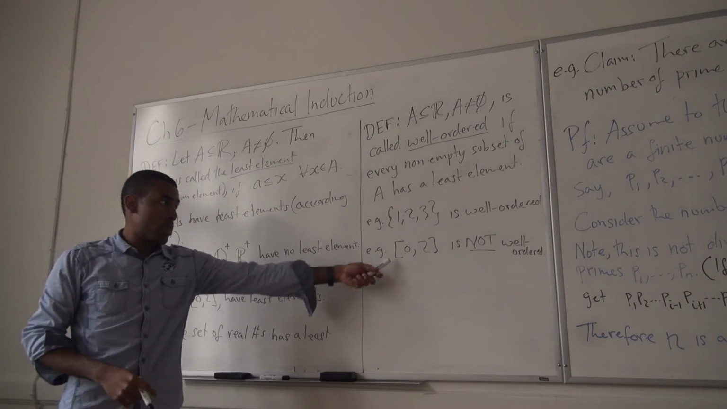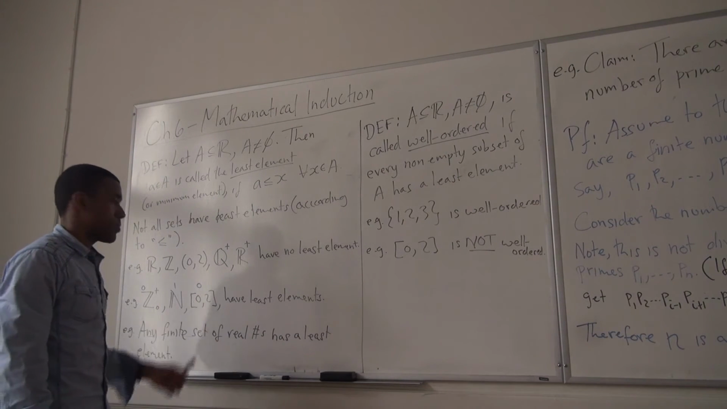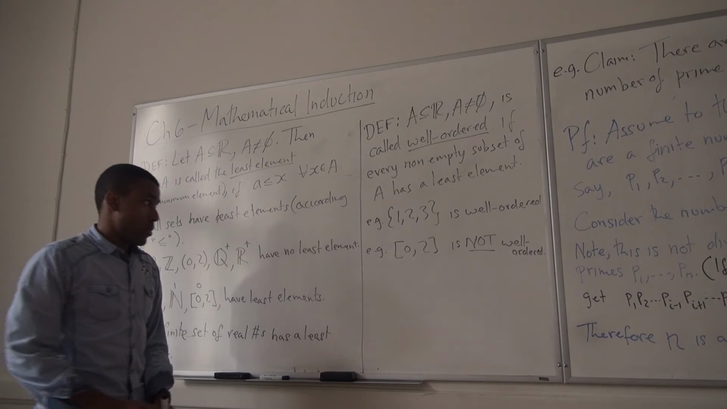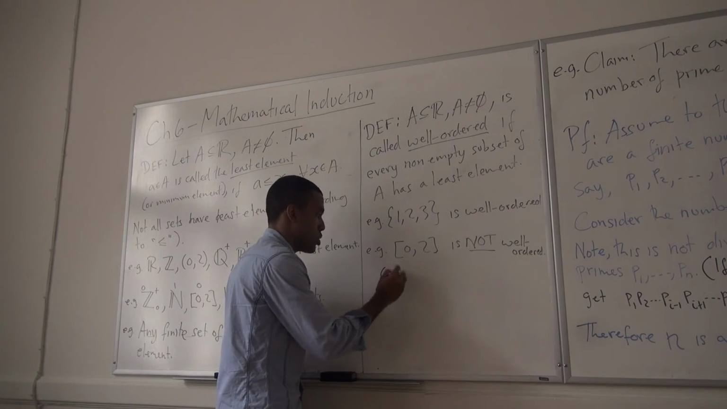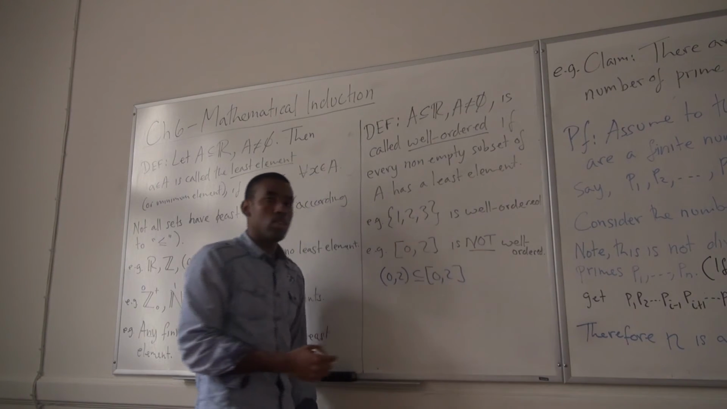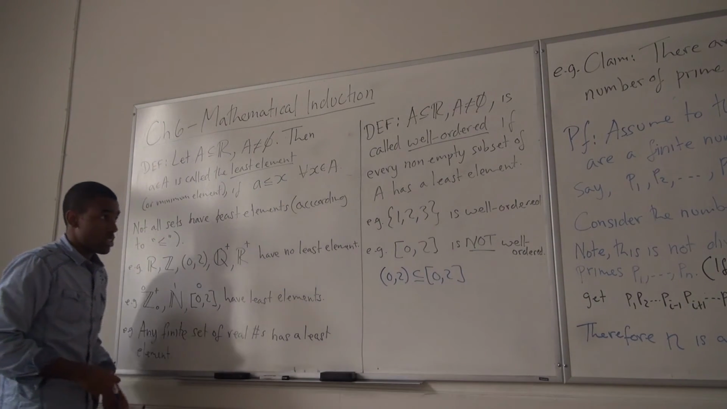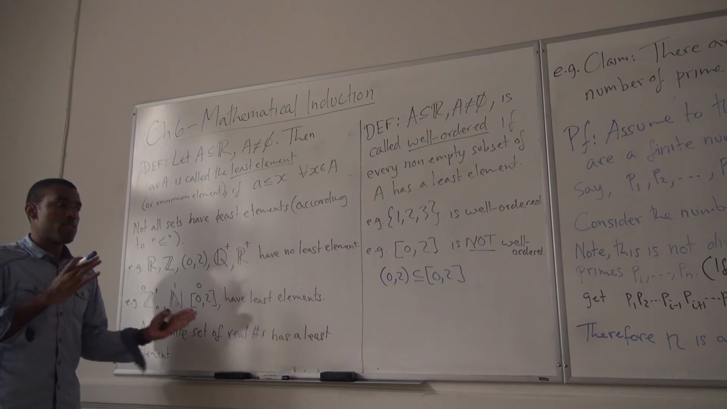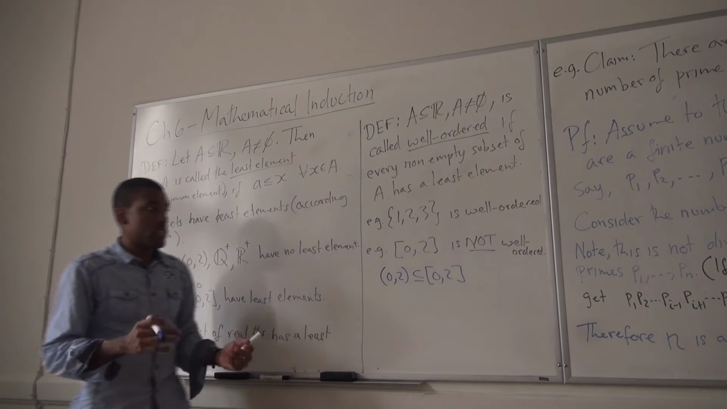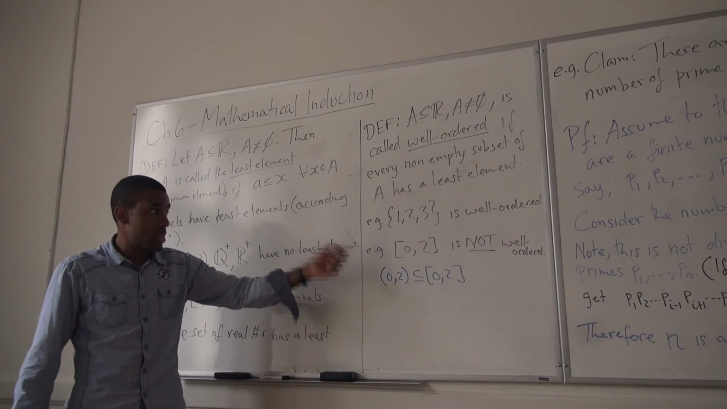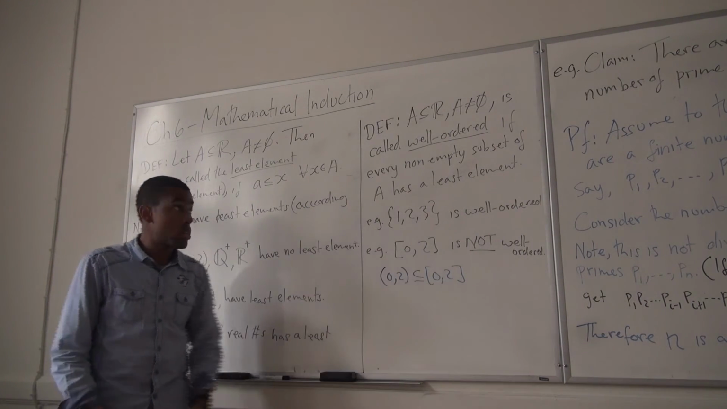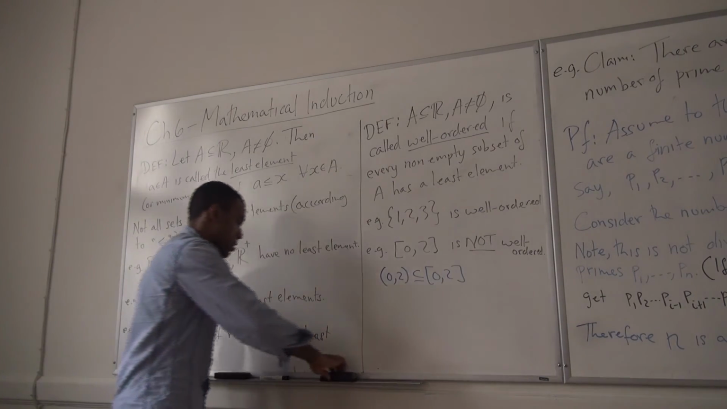Why is this not well ordered? Because subsets of the interval matter. The open interval 0 to 2 is actually a subset of this interval, and it has no least element, right? So you're not just looking at the set itself, you're looking at every possible non-empty subset of that set. Every subset has to have a least element. If you have a set where every subset has a least element, that set is called well ordered. That's just a definition.